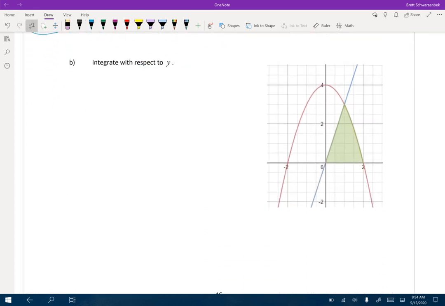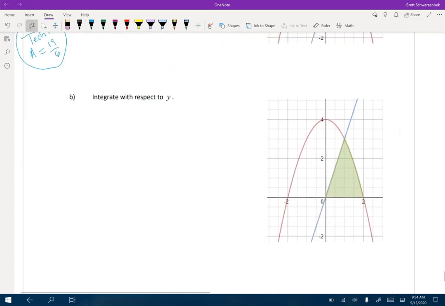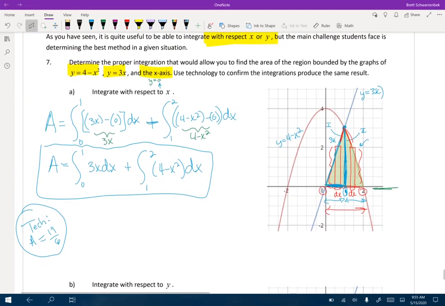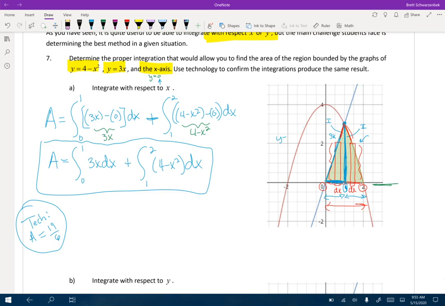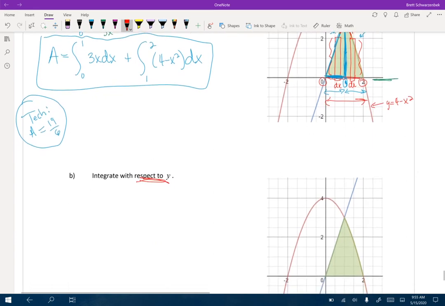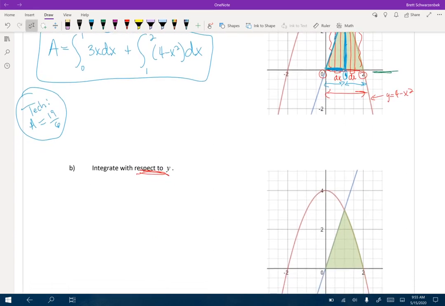So what if we needed to do this problem with respect to y? What would change? Well, the first thing that you want to tackle is that our equations in our first problem were clearly y equals 3x, and then the curve was y equals 4 minus x squared. This was okay because we were with respect to x. Now we're with respect to y, which means we need to solve those equations for x. That is our goal. That's what we're going to have to figure out for the purpose of this.